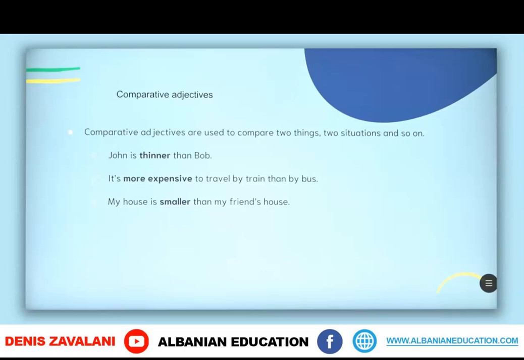As you can see, the first example: John is thinner than Bob. Thinner is a short adjective. It's more expensive to travel by train than by bus. Here we've got a long adjective and the comparative degree, of course. And also, my house is smaller than my friend's house. Again, a comparative degree and a short adjective.